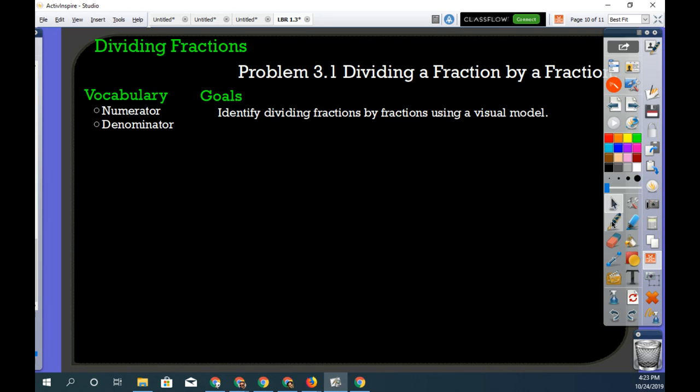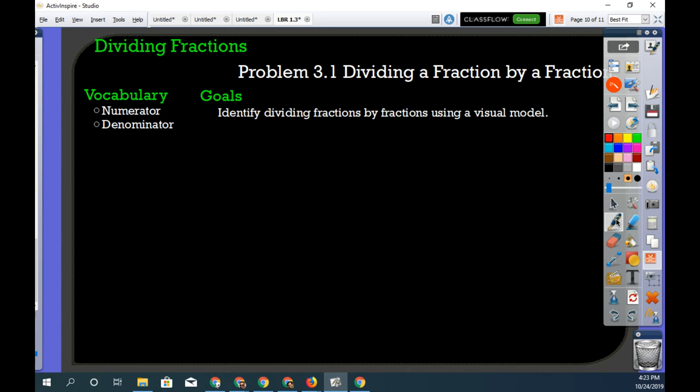We're simply trying to identify dividing fractions by fractions using a visual model. So we're just now starting the process of understanding why dividing by fractions works. Students were introduced to this concept in the 5th grade. However, now in the 6th grade, they're going to be expected to master this method. First, though, let's use a visual model to figure out why the method works.